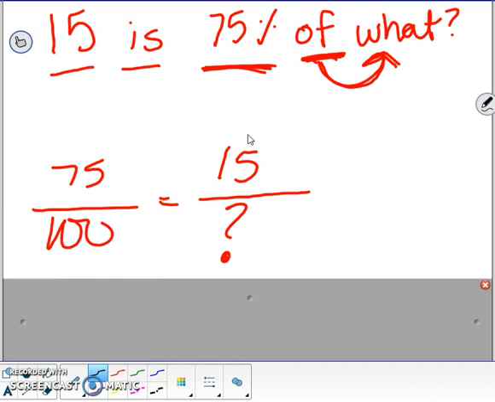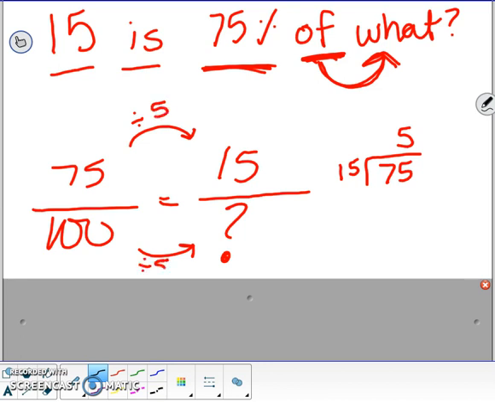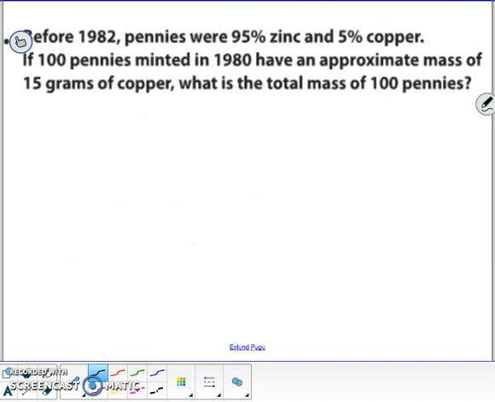Now there's a quick trick here in this instance. 75 divided by what gets you to 15? Well, if you do 75 divided by 15, you get 5. So 75 divided by 5 is 15, and 100 divided by 5 is 20. Okay, so that one could have been pretty easy there. Or you could always do cross multiply and divide.